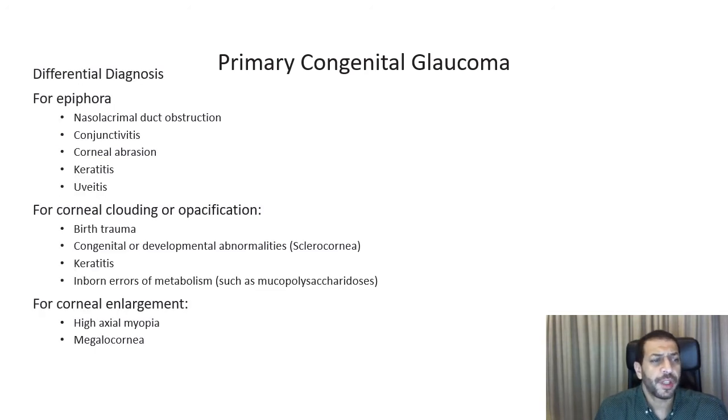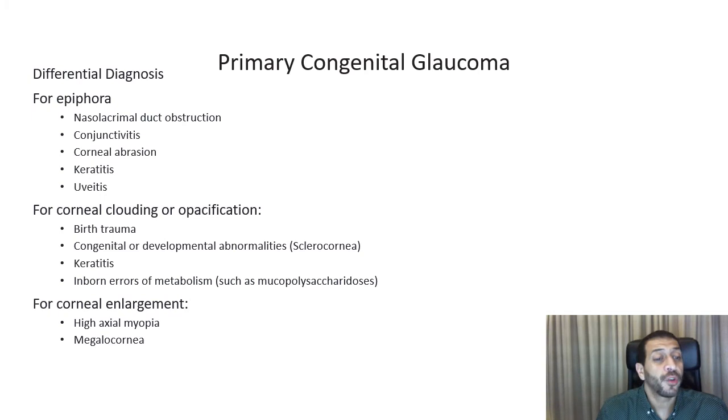The differential diagnosis here can be tricky because this is an infant. If you look at the differential diagnosis of epiphora, nasolacrimal duct obstruction, of course, comes as the top differential diagnosis because it's the most common cause of epiphora in children. Other causes, such as conjunctivitis, corneal abrasion, or corneal infections, can cause epiphora.